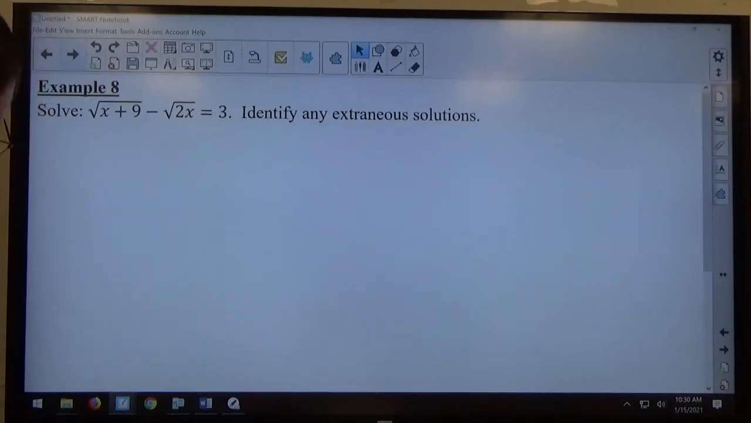So, example 8 tells us to solve the square root of x plus 9 minus the square root of 2x equals 3. Identify any extraneous solutions.